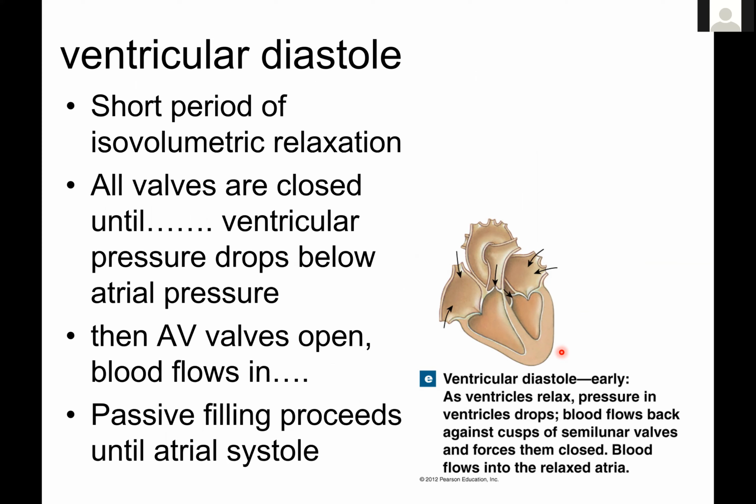Okay, so ventricular diastole: we've got that short period I mentioned of isovolumetric relaxation, and that's going to go on until all the valves basically change pressure enough to open or stay shut, depending. The valves remain closed until the ventricular pressure drops below atrial pressure, but the semilunar valves during this time are still going to stay shut. The AV valves open once pressure up here is higher than pressure down here. And then passive filling proceeds until atrial systole starts the process over.